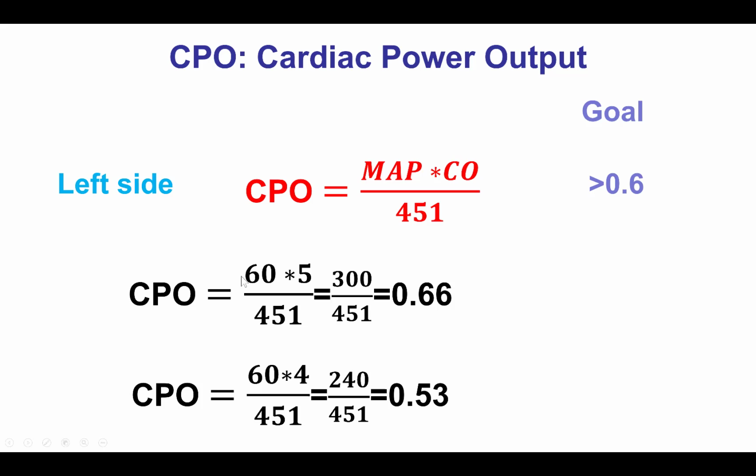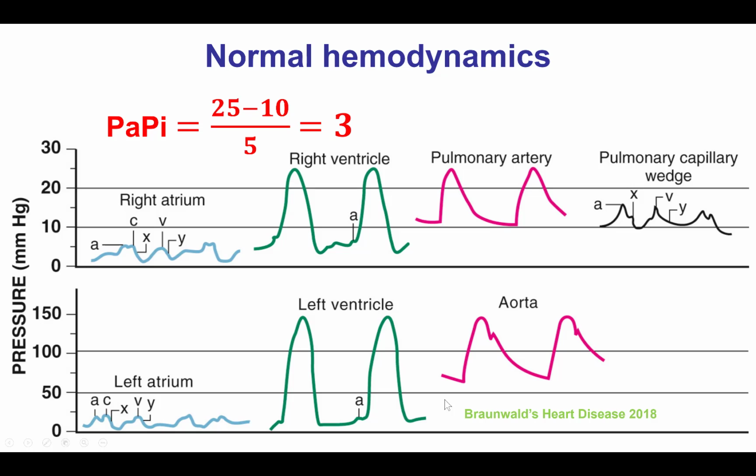These are some examples of cardiac power output. A patient with a mean pressure of 60 and an output of 5 has a CPO of 0.66. However, the same patient, if the output is 4, then actually the CPO is 0.53, suggesting left ventricular failure.